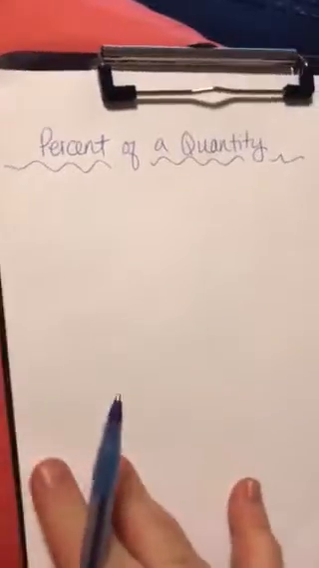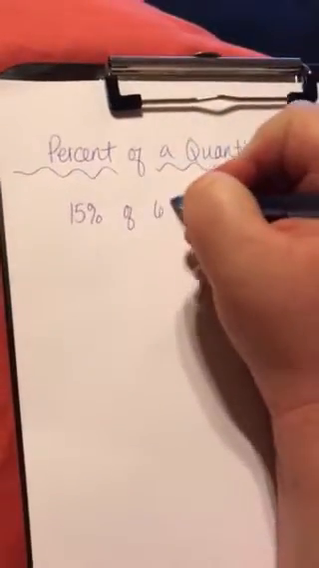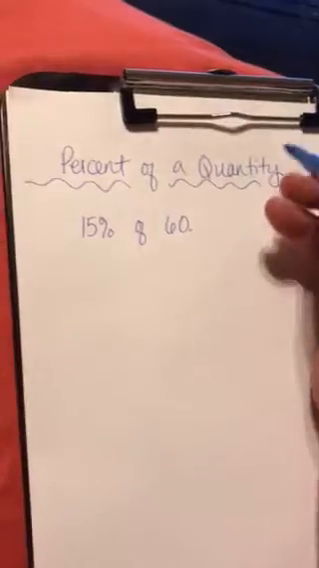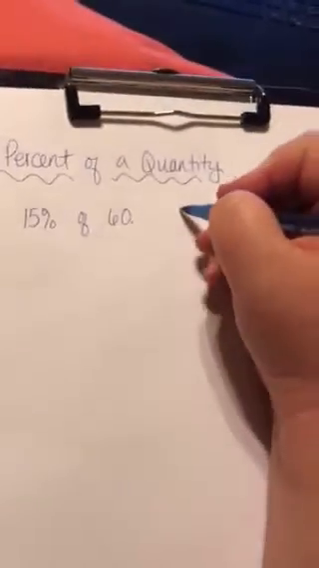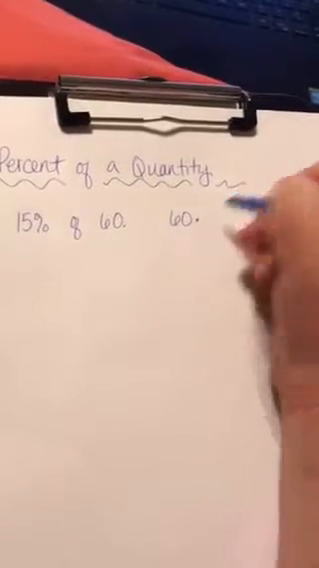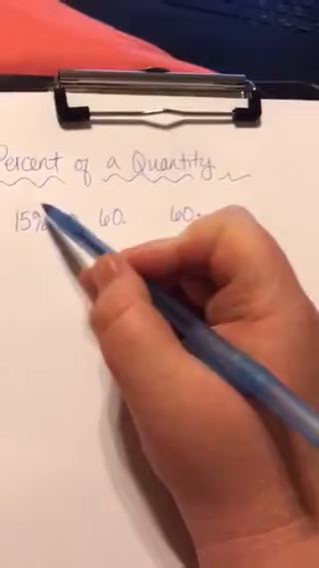Okay, so let's say we're going to do 15% of 60. And so that's the problem. A simple way of doing this is we take our quantity, 60, and we multiply it by the decimal version of the percent.